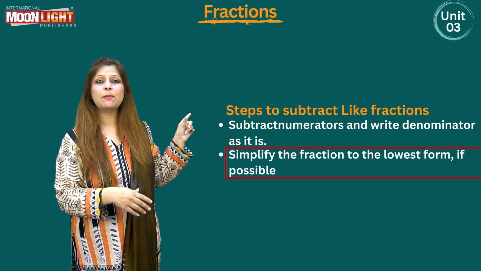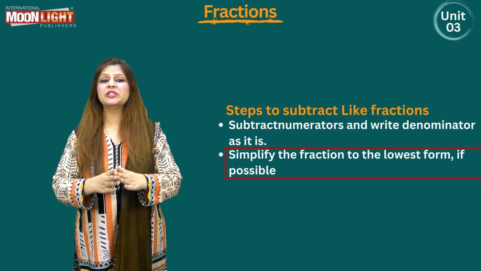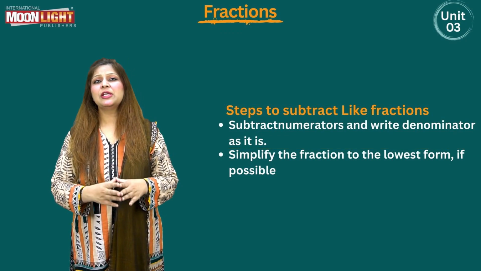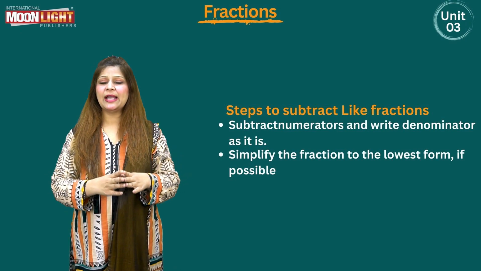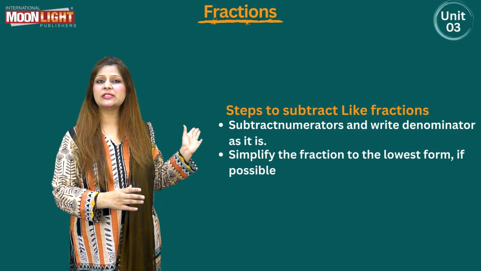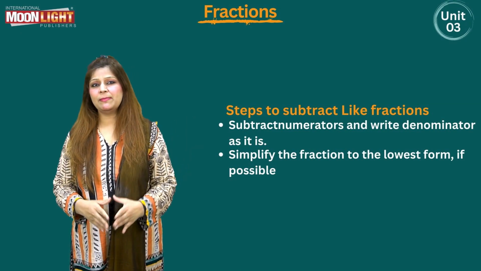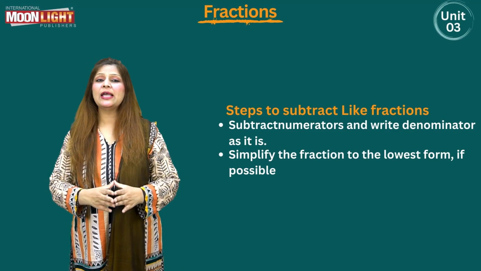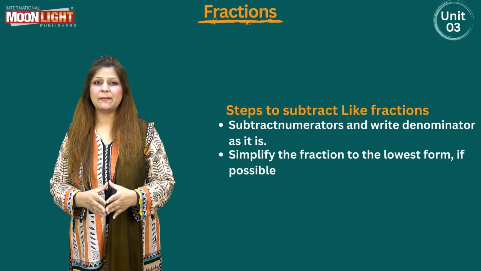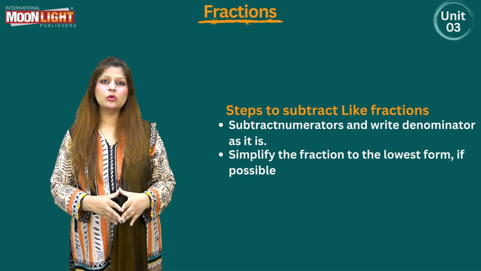Now, the second and final step of subtracting like fractions is simplify the fraction to the lowest form if possible. If the lowest form is not possible, then it is already simplified, and the numerator and denominator are no more divisible by any other number. And if the fraction is an improper fraction, then we are going to change that fraction to a mixed number. Do remember that, whether this is written or not, you are going to do that.